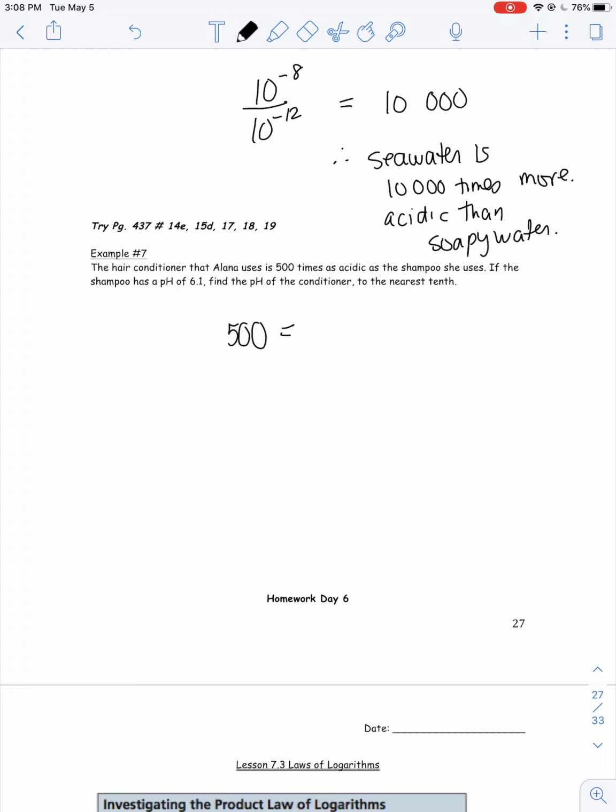In our next one, they're giving us the answer. They're telling us that the answer is 500, and they're asking us to compare two solutions. Well, they're telling us that one pH is 6.1, and we need to find the pH of the conditioner. So the hair conditioner that Alana uses is 500 times as acidic as the shampoo she uses. So find the pH of the conditioner.